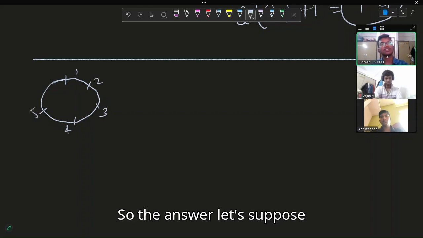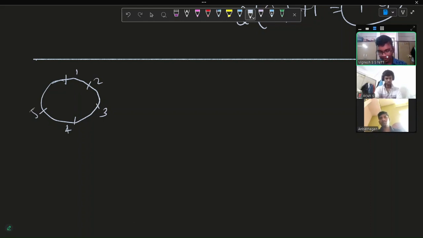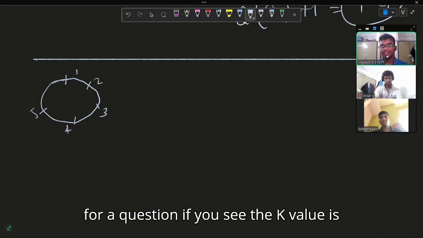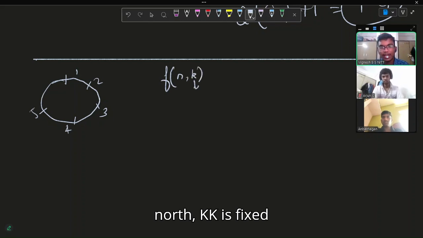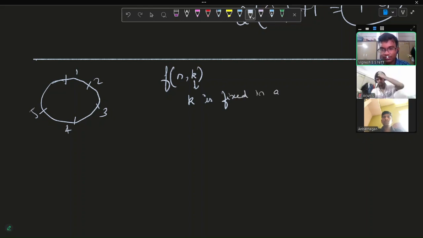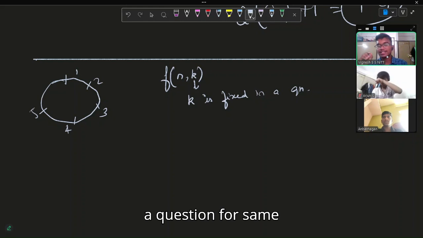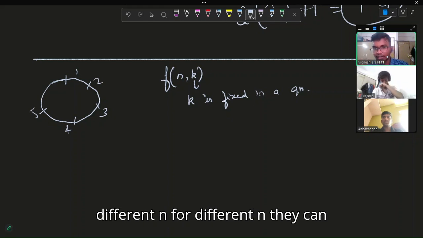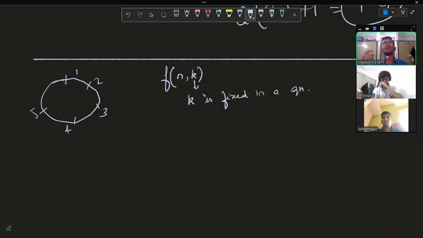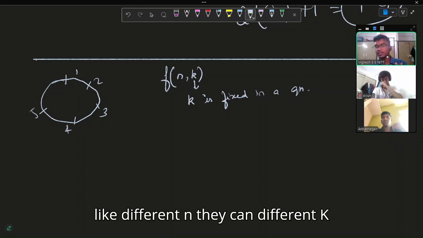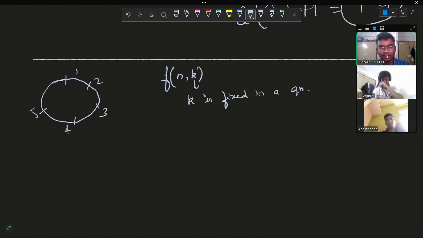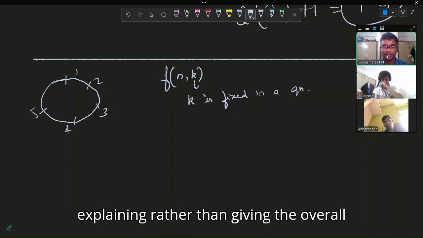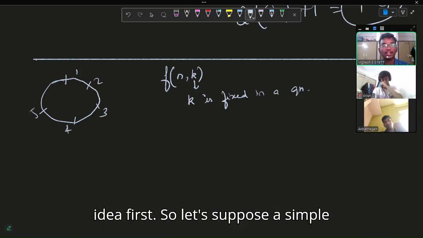Let's suppose, in a question, the k value is fixed, and what they give is a function of n comma k. K is fixed in a question. For the same k they can give different n, and for different n they can give different k also. Both are independent of each other. But we'll look at it one by one. I'll just explain that, it comes easier while explaining rather than giving the overall idea.